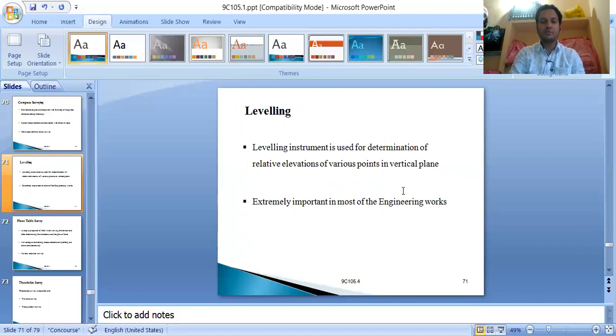Leveling instrument is used to determine the relative elevations of various points in a vertical plane. It can measure heights and reduced levels of different points in a vertical plane. So it includes height of an electric pole, height of an object, height of a building, height of a lighthouse, etc. So it is extremely important in most of the engineering works. It not only measures the heights and reduced levels, it can also establish different points of known elevations. So it is very important in engineering works.